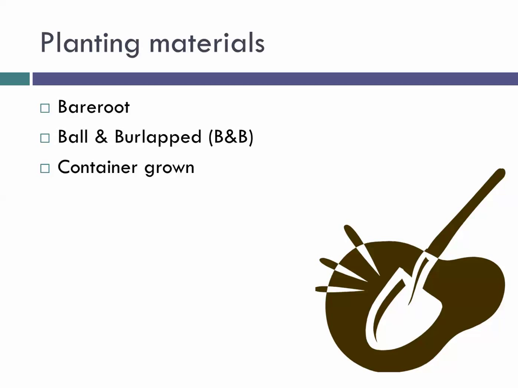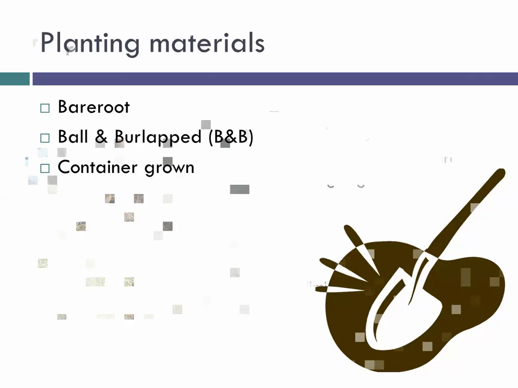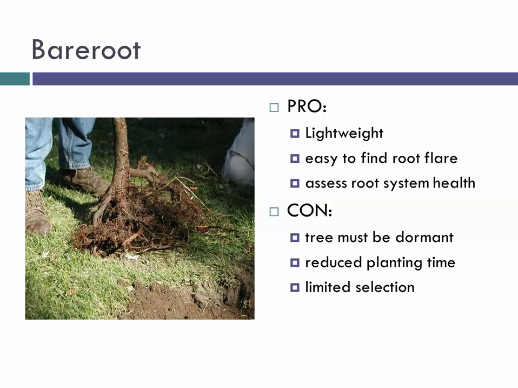So with that, let's move into the different types of planting materials we can encounter. There's bare root, ball and burlap, which we call B&B, and container grown. There's pros and cons with each of these, so let's start off with bare root. First of all, with bare root, they are very lightweight because there's no soil weighting down those roots. They're easy to find where that root flare is at because there's no soil getting in the way, and you can assess the health of the root system just by pulling it out of the bin that it's being sold in, taking a look at those roots, and you can see them.